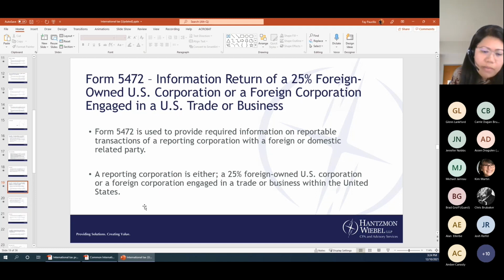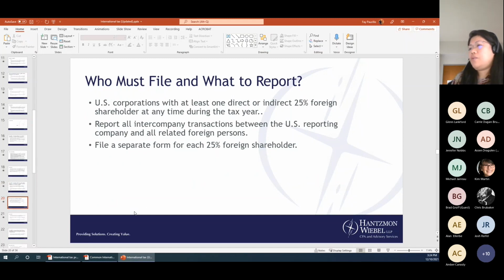So this form is filed by the U.S. corporation on the return due date. If you have a U.S. corporation with at least one direct or indirect 25% shareholder at any time during the tax year, you need to file this form, and you need to report all intercompany transactions between the U.S. reporting company and all related foreign persons. You need to file a separate form for each 25% foreign shareholder.